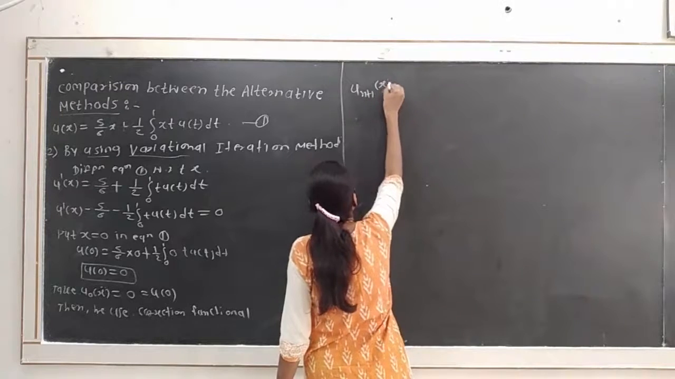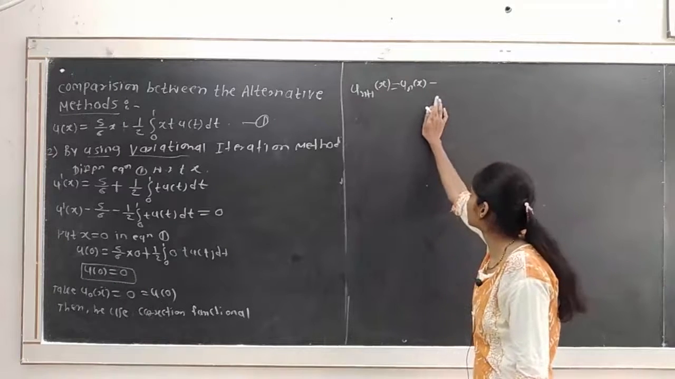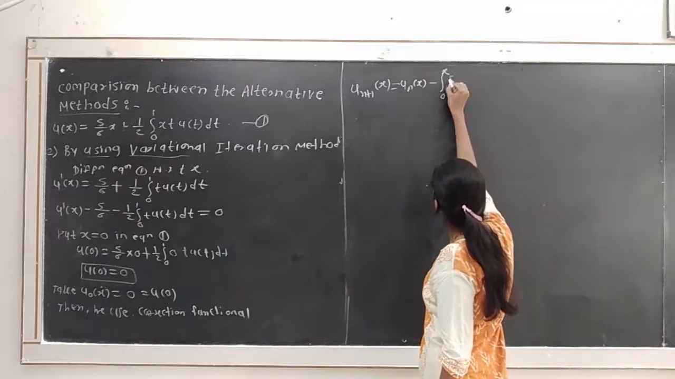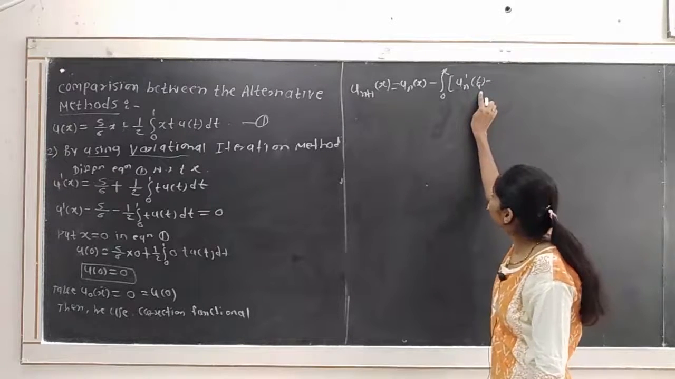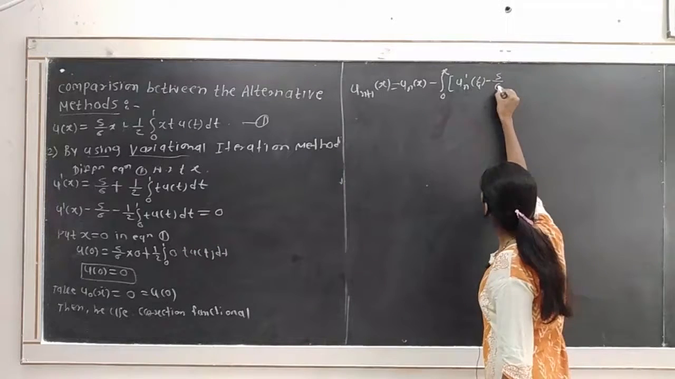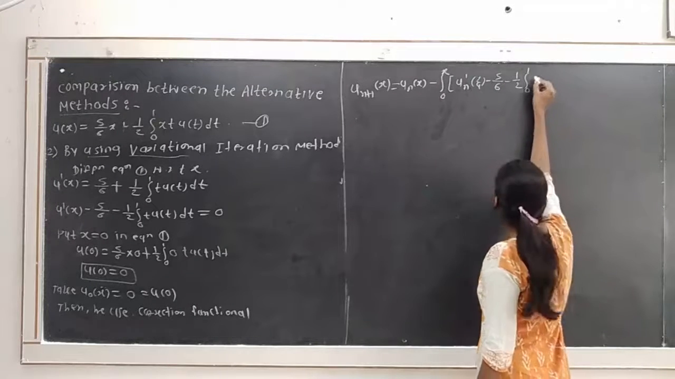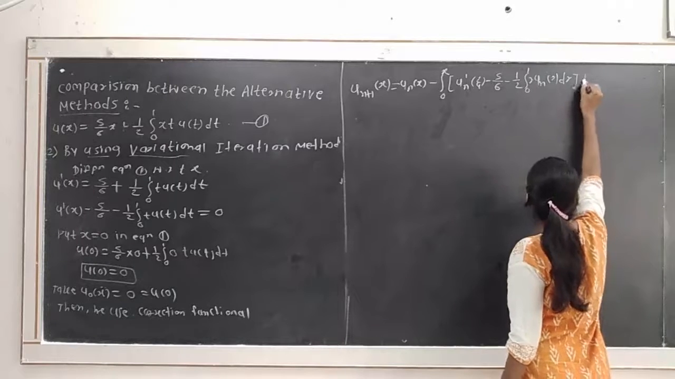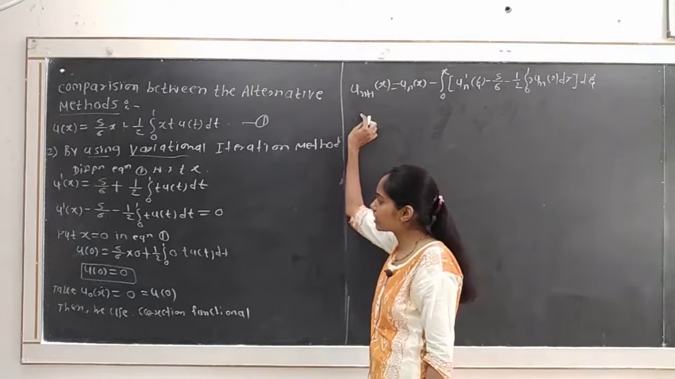The correctional functional is u n plus 1 of x is equal to un of x minus, here for a first order integro-differential equation we always take minus, integration from 0 to x, then in bracket un dash of xi minus, we have to write this integral equation, that is minus 5 divided by 6 minus 1 by 2 integration from 0 to 1 r into un of r dr, and bracket complete into d xi. So from this correctional functional we have to find the components.